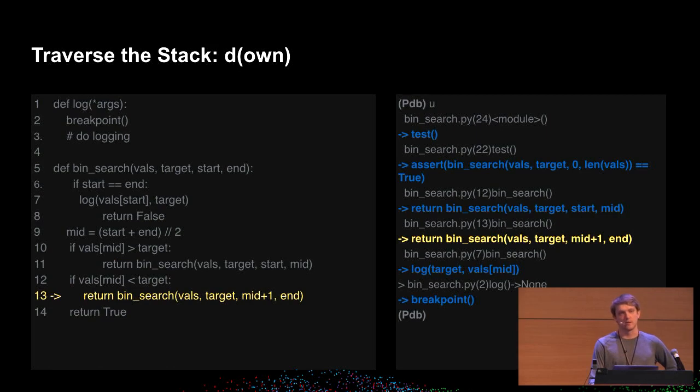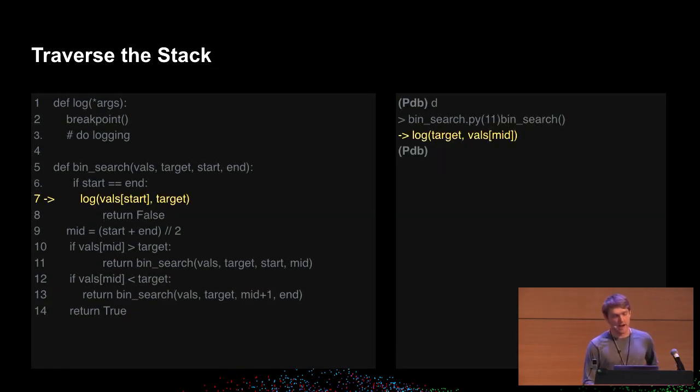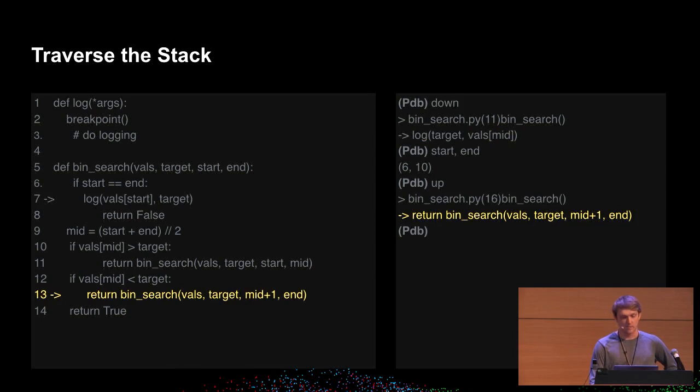But just moving up and down the call stack isn't that interesting. We really want to see what's happening at these calls. So if we're at the point at which we called log, we can print start and end. Simple, we already discussed that. If we type up and then print the same values, start and end, we see that the values have changed. Same variables, but they're in different contexts because we're at different points in the call stack.